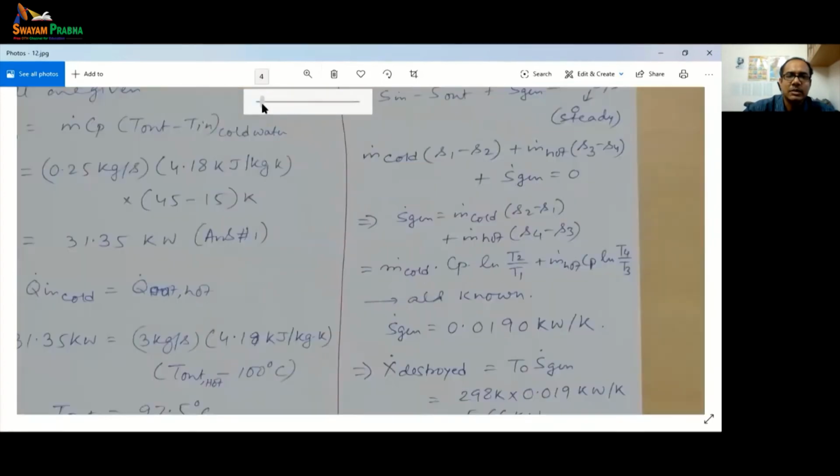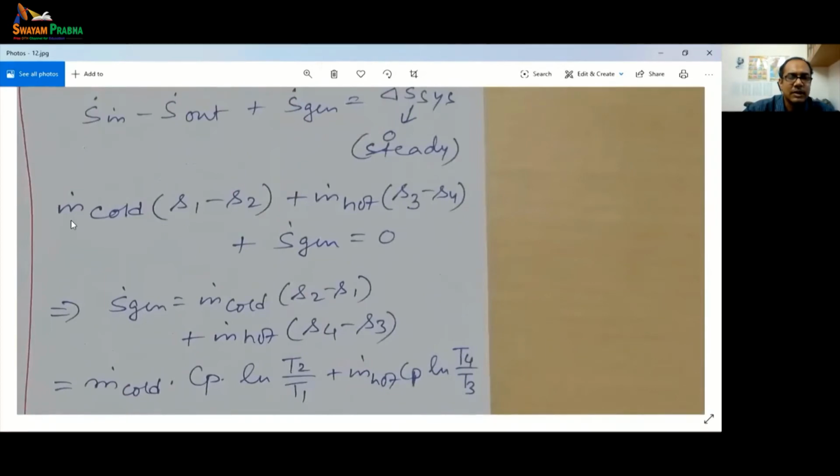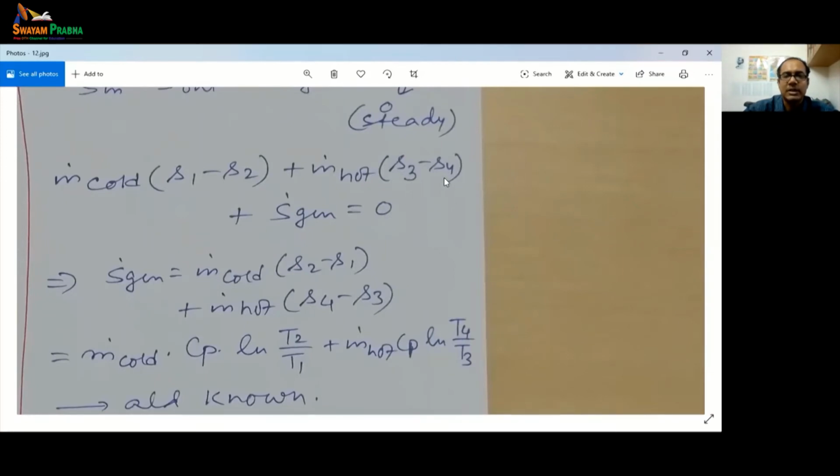Okay, let's zoom it. Yeah. So now you see that this m dot cold, now change in entropy or specific entropy is S1 minus S2 for the cold stream, plus m dot hot, that means the hot water flow rate, multiplied by S3 minus S4, that means the change of specific entropy for the hot stream between points 3 and 4, plus the S dot generation will be equal to 0.